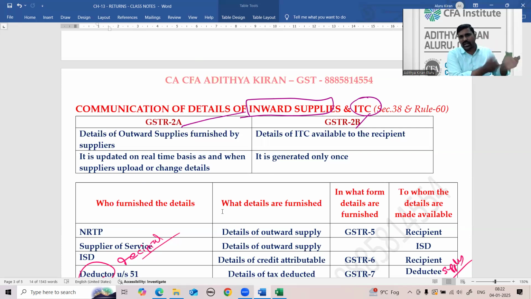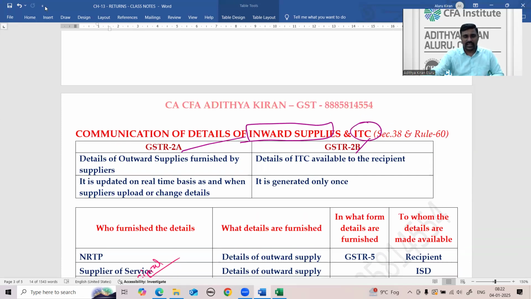Okay, we have completed outward supplies, and now we have completed inward supplies. In the next lecture, we'll discuss the returns: GSTR 3B, GSTR 5, GSTR 4. Multiple types of returns are there that we'll discuss in the next video.